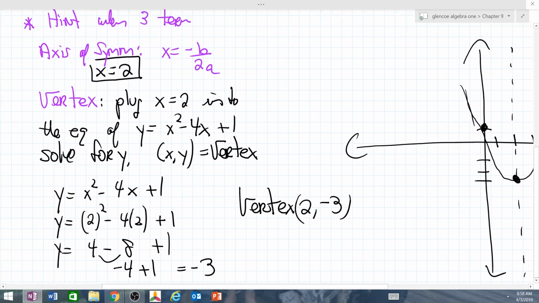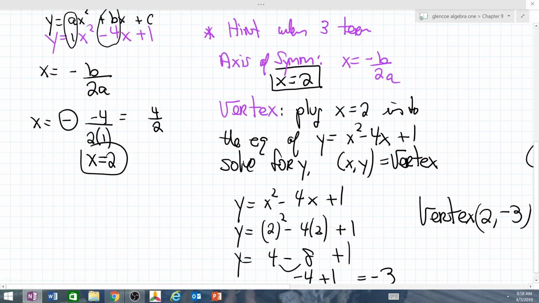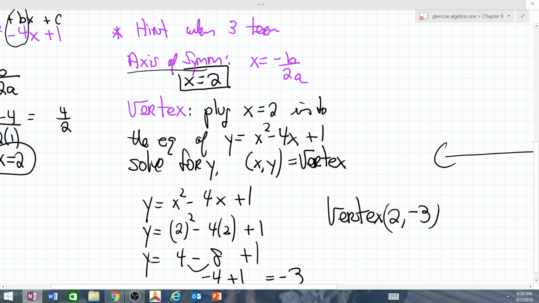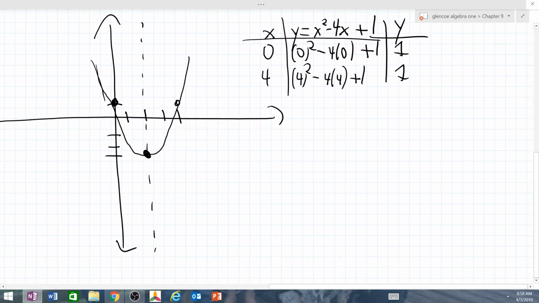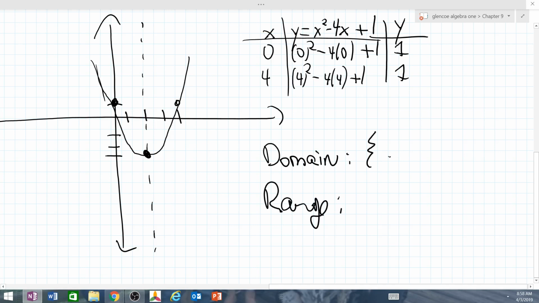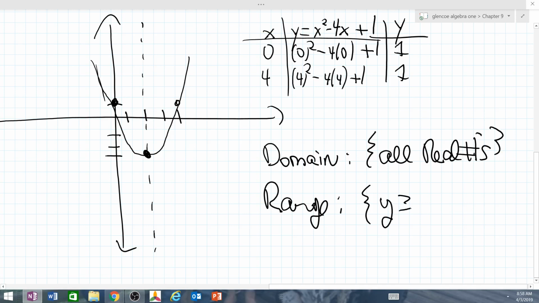So in this particular problem, look at all of the things that we were able to find. The axis of symmetry, the vertex, we graphed it. Now we should be able to state our domain and our range. Remember again that no matter what you graph, the domain is always all real numbers. The range, because the graph is opening up like a cup, is y is greater than or equal to the y value of my vertex.